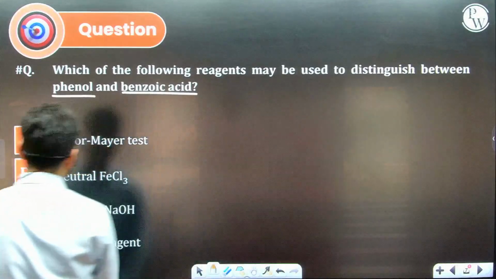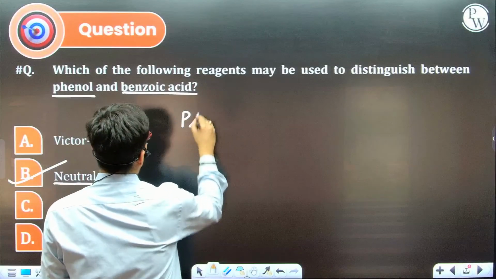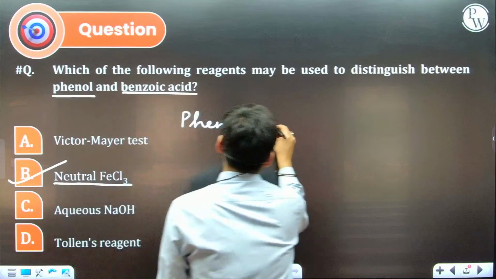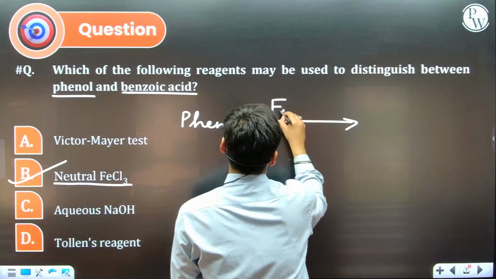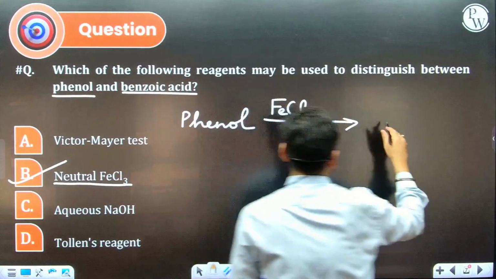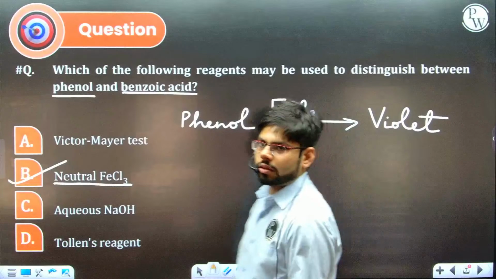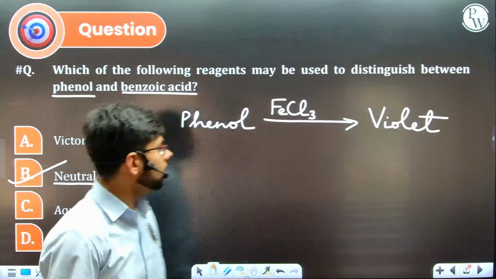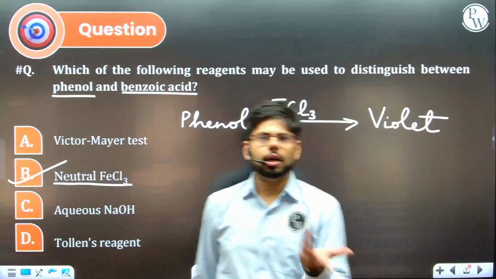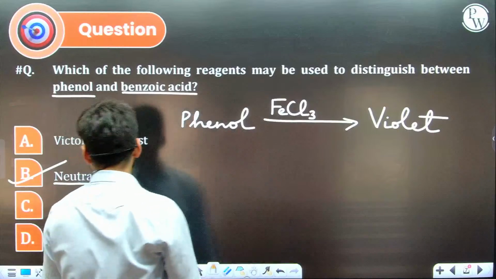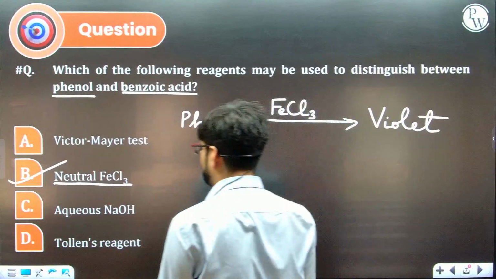So if I talk about neutral FeCl3, then what will happen? We know that phenol, when treated with neutral FeCl3, undergoes a reaction and we get a violet coloration. We get a product which is violet in color. Whereas when a carboxylic acid is treated with FeCl3, no such coloration takes place. So I can say yes, neutral FeCl3 can be used to distinguish phenol from benzoic acid.